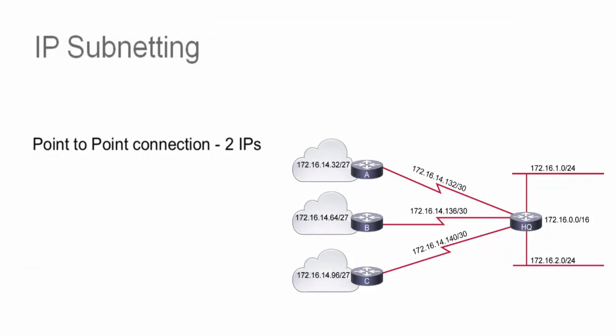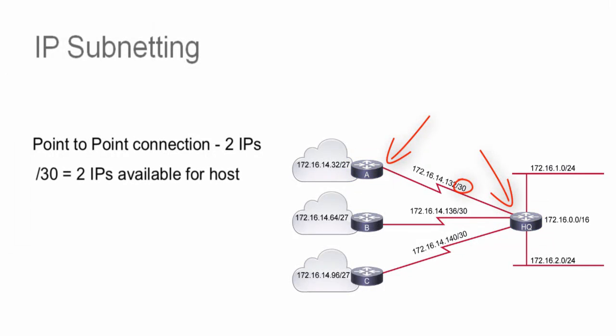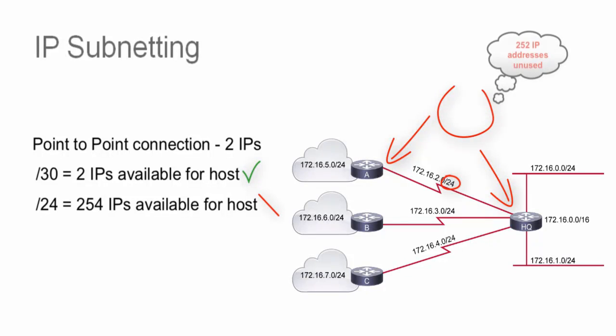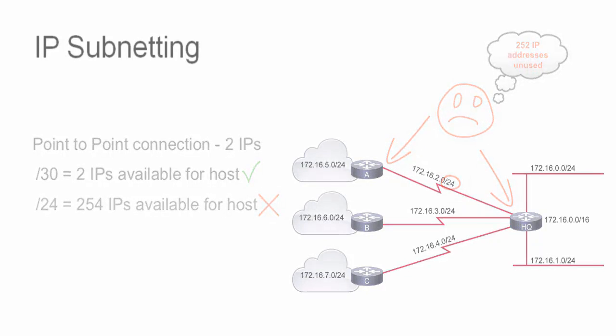For example, a point-to-point connection only needs 2 IP addresses, one for each of the 2 devices. Therefore, creating a /30 subnet, which creates subnets with only 2 hosts, makes a lot more sense than using a /24 subnet, where 252 of the 254 available IP addresses would never be used.